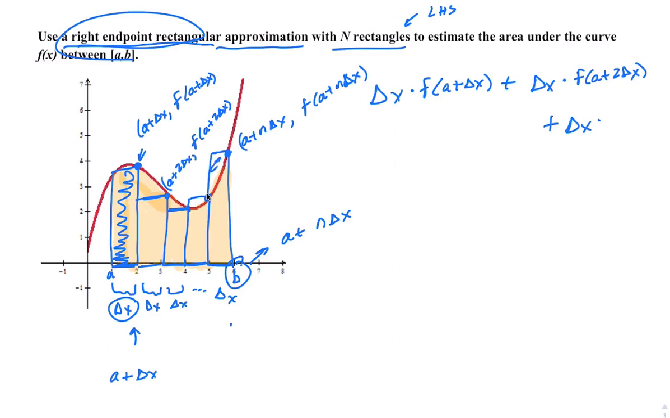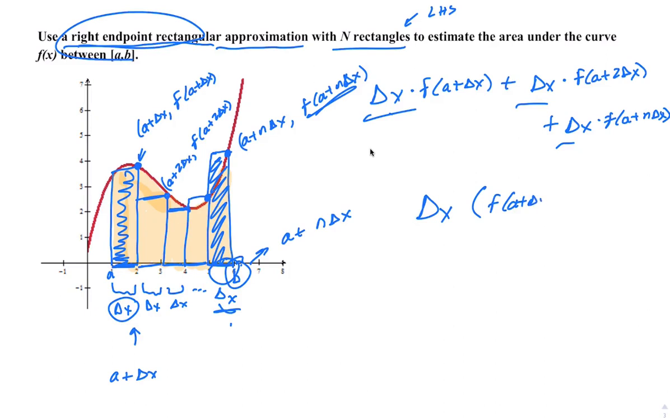So it makes the area of this little rectangle right there: the width, delta x, times the height, f of a plus n delta x. We can make this a little nicer. Factor out all the delta x's. And we get delta x times f of a plus delta x plus f of a plus 2 delta x plus dot dot dot f of a plus n delta x. So that's my area.